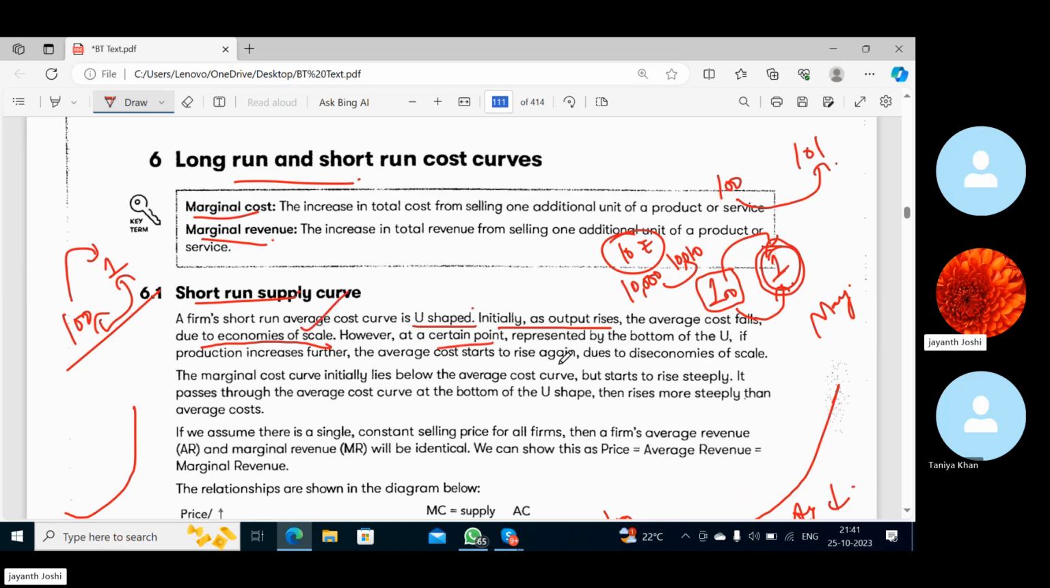However, at a certain point represented by the bottom of the U-shaped curve, if production increases further, the average cost starts to rise again due to diseconomies of scale. So if you come here, your average cost should fall, right? It is falling, but only up to this point. Beyond this point, what is happening? Your cost is increasing. Please tell me yes or no.